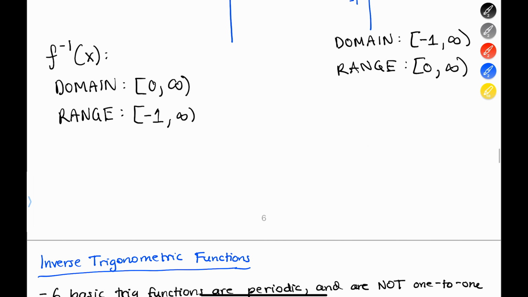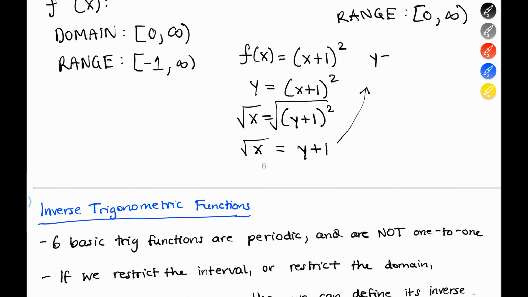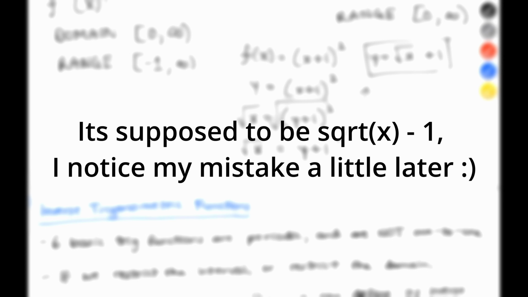So we know that f of x is equal to (x plus 1) squared. So now we set f of x equal to y. Then we interchange the variables x and y, so it'll become x is equal to (y plus 1) squared. And then now we could take the square root of both sides, which will leave us with the square root of x is equal to y plus 1. And now y is equal to the square root of x, and then minus 1. So this is our inverse function.